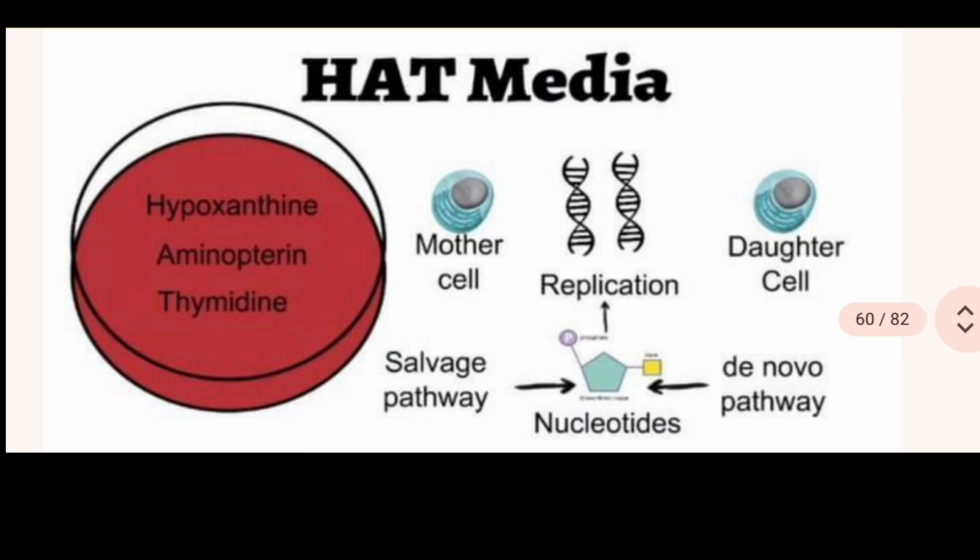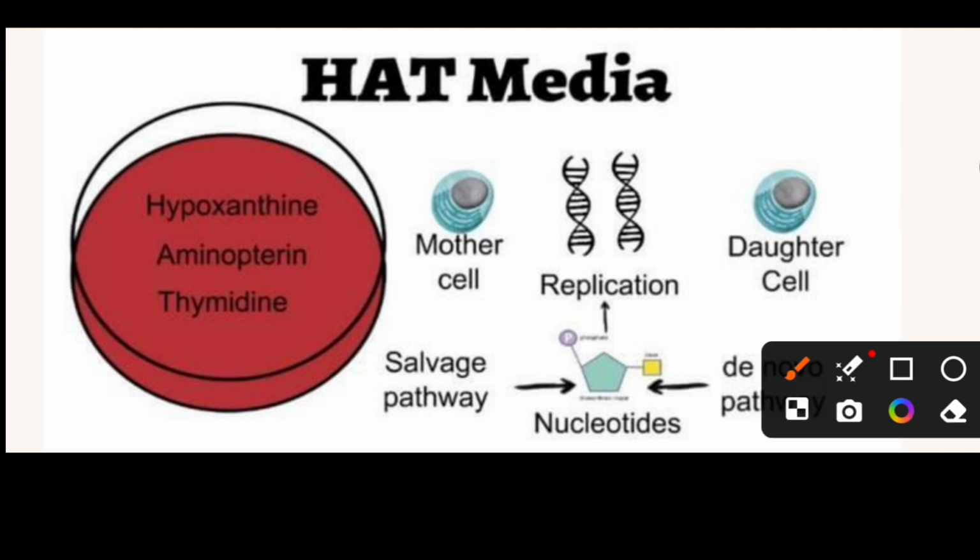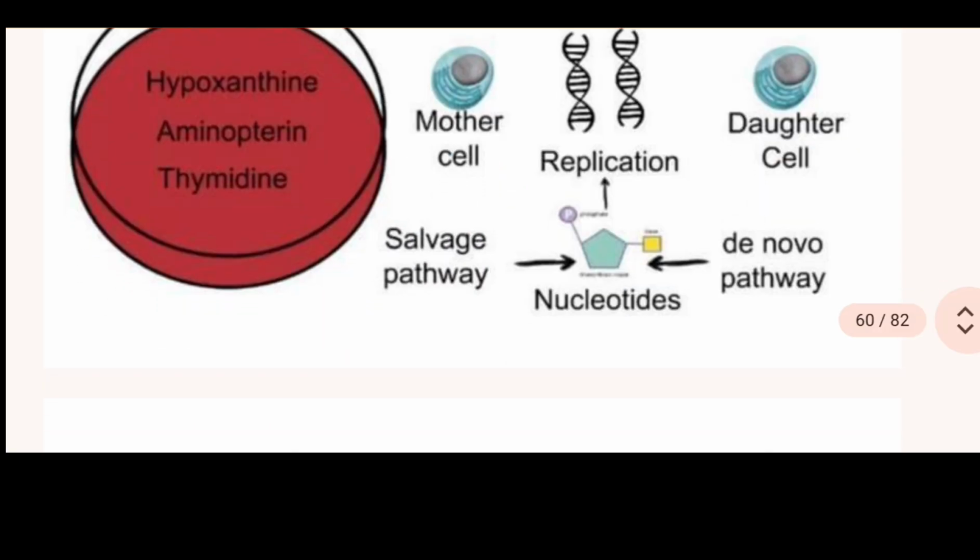Now there is HAT media, that is hypoxanthine aminopterin thymidine media. Then there is a mother cell and a daughter cell. This is grown on HAT media, and this HAT media only follows the salvage pathway.